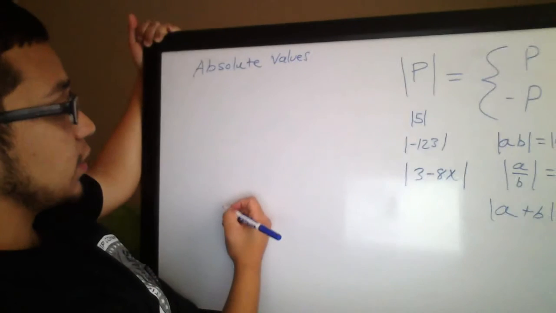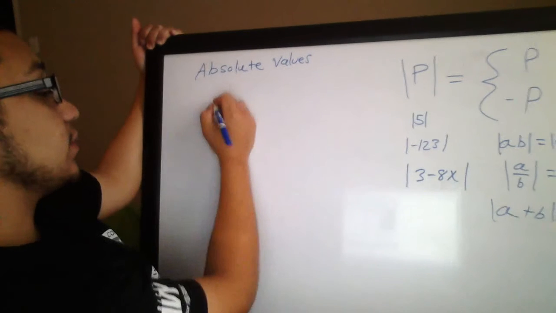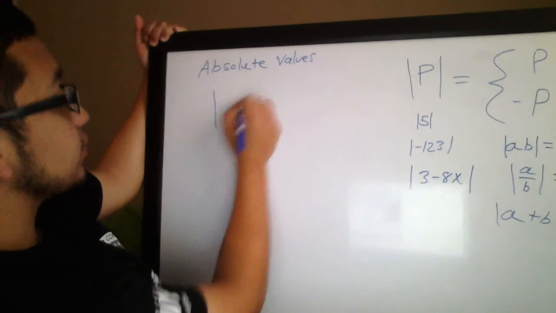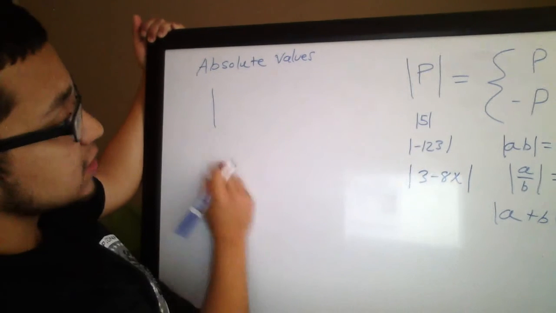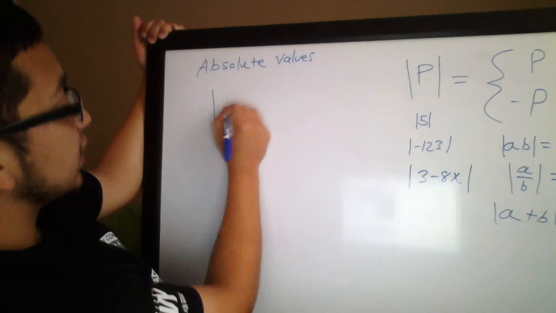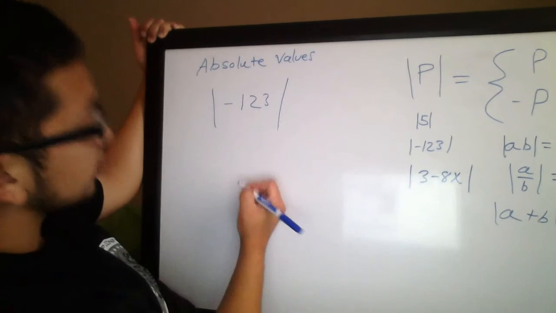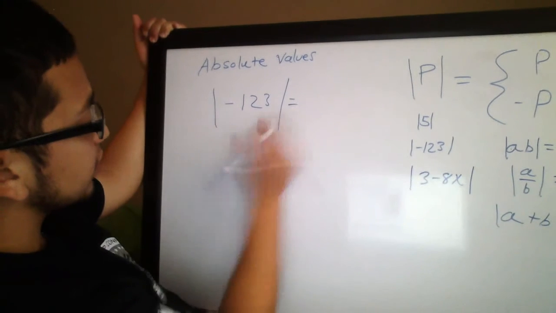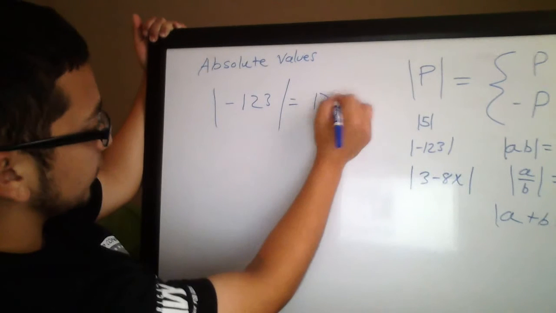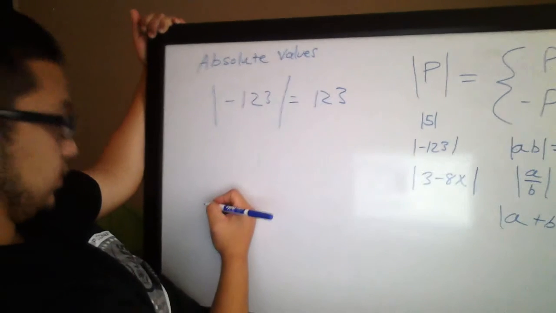So again, every time you have the absolute value, if it's positive, you just leave it as a positive. And if you have a negative, say negative 123, then you just multiply by a negative. Negative 123 times negative is positive 123. Okay.